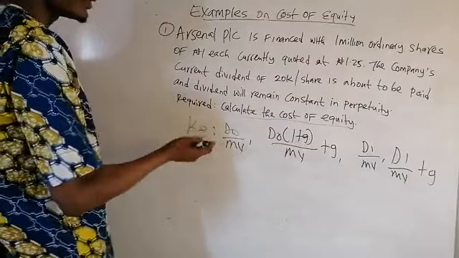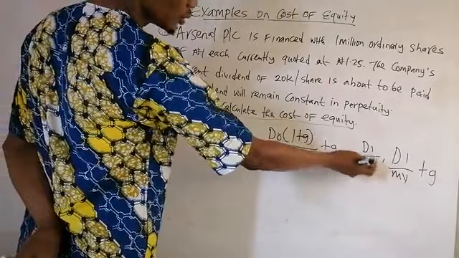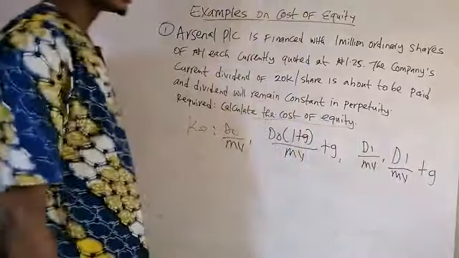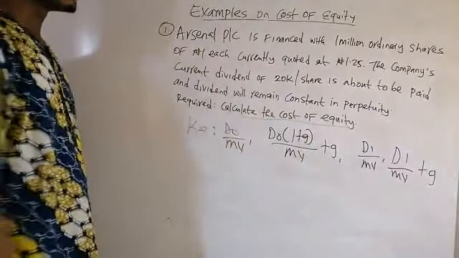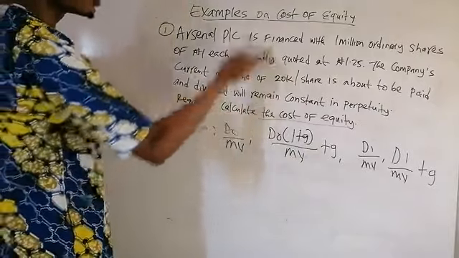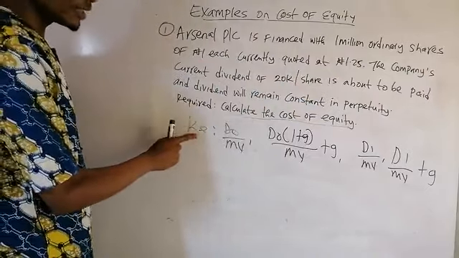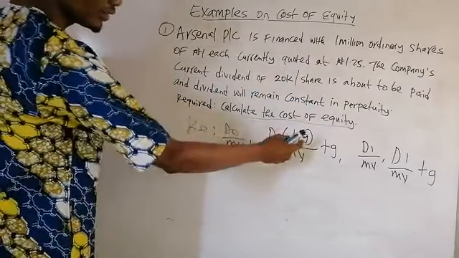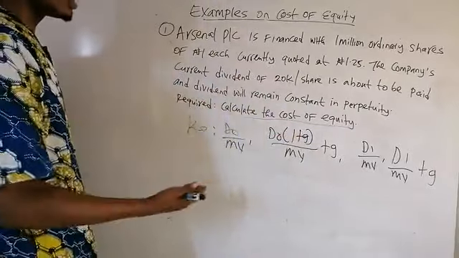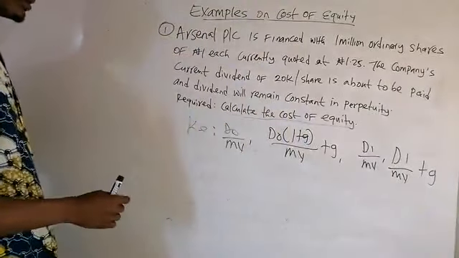This formula has D1 instead of D0, as the case may be. This formula is D1 over market value plus g. So which of these formulas are we going to use here? Looking at the question, do you have growth in this question at all? If you want to use this formula, we need growth here. But in the question, there is no growth rate. So therefore, this formula cannot work.